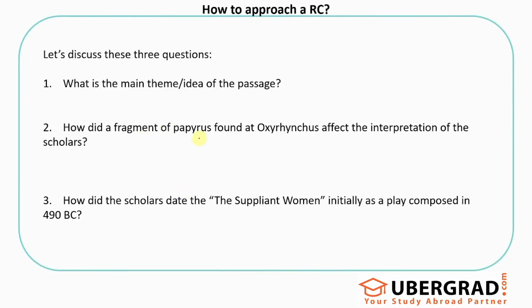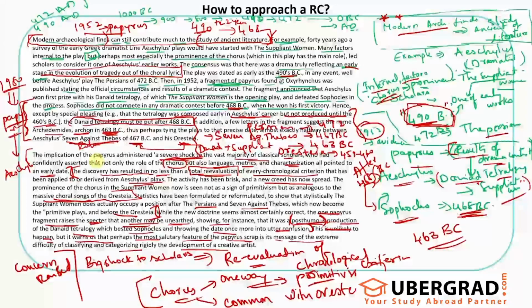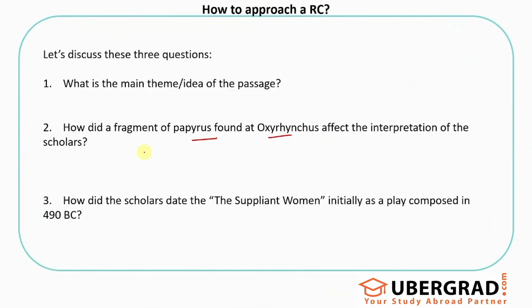How did a fragment of papyrus found in this city affect the interpretation of scholars? So it's clear, right? Till that point, they were thinking 490 BC, based on the internal factors, the chorus, etc. They were thinking that the Suppliant Women was written somewhere closer to 490. But once they found it, all the clues have helped us to figure out that this should be closer to 463 BC. It's changed the interpretation, right? 490 BC was what it was dated, but basically they feel that it is closer to 463 BC.